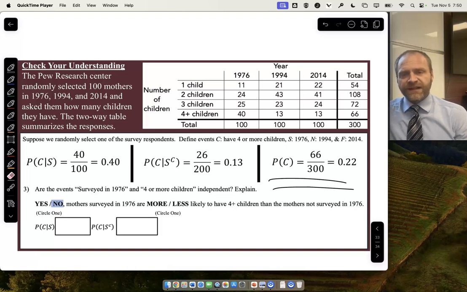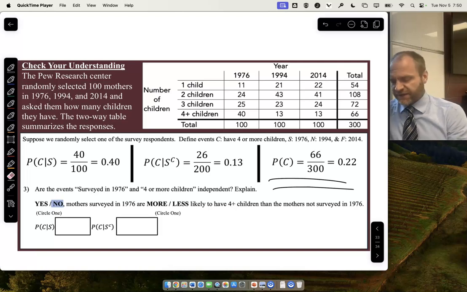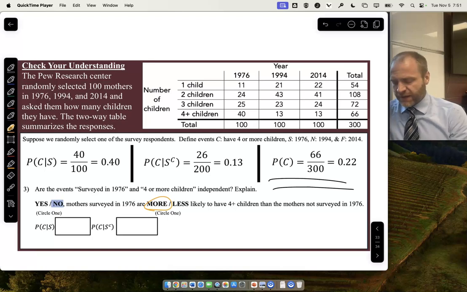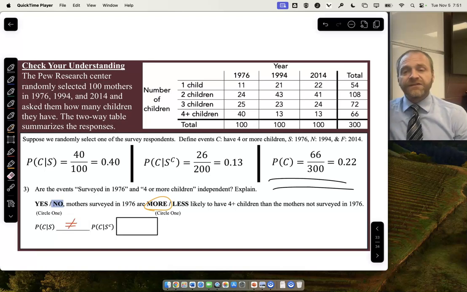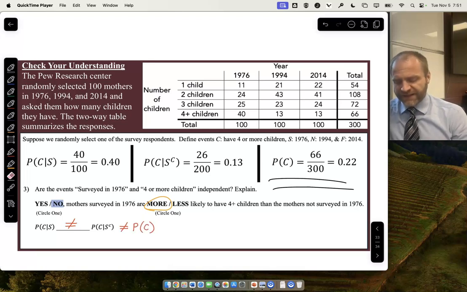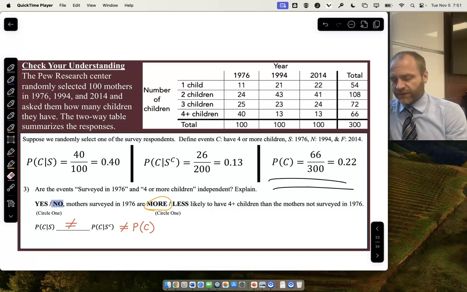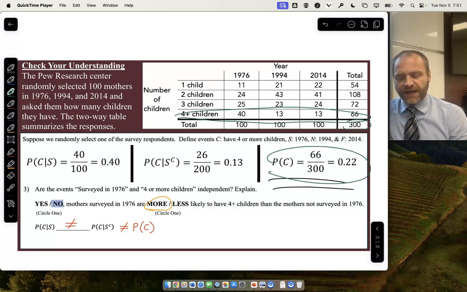So mothers in 1976, with 0.40 being more than 0.13, are more likely to have 4 plus children than mothers not surveyed in 1976. What does that mean? That means they're not equal to each other, so they are not independent of each other. By the way, it's not even equal to the original event occurring. The probability of having 4 or more children, and that's where this one comes into play, is 66 out of 300.